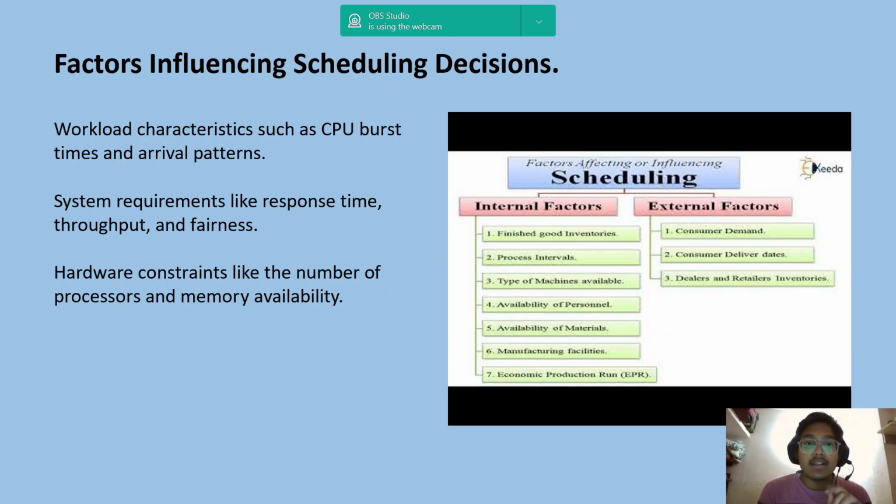Next we have factors which are influencing scheduling decisions. What are the factors which are affecting the scheduling? I have a diagram which shows the different factors, internal and external. Another thing which matters is CPU burst time and arrival pattern. When the process is arriving, what is its CPU burst time? Then system requirements like response time, how responsive the process is, throughput, fairness, and hardware constraints like number of processors and memory availability, right? So these are some of the factors which are influencing the scheduling decisions.